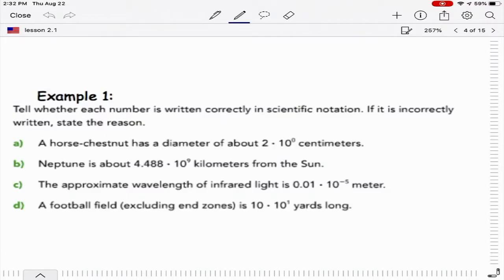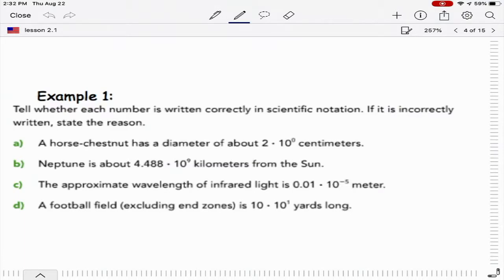Okay, so let's read this example together. Example 1. Tell whether each number is written correctly in scientific notation. If it is incorrectly written, state the reason. So once again, if it's right, awesome job. If it's wrong, then you just gotta say why.